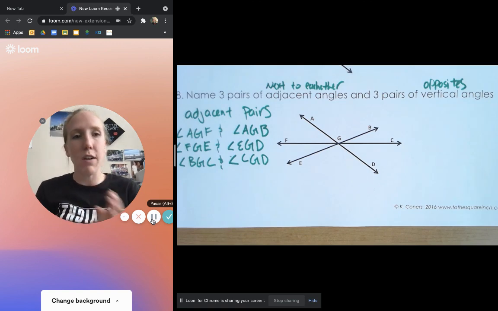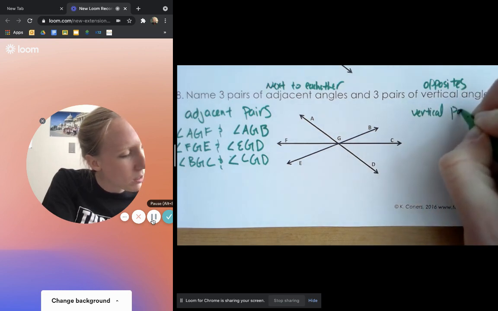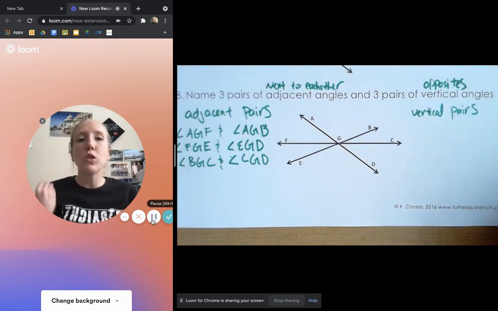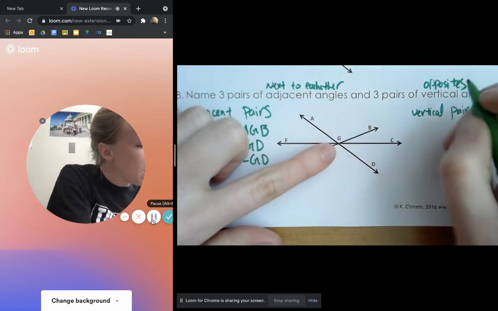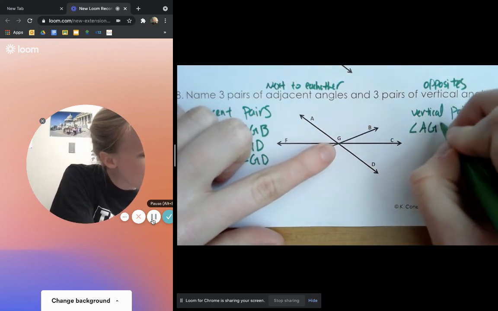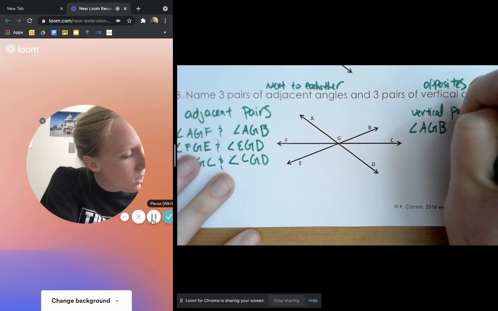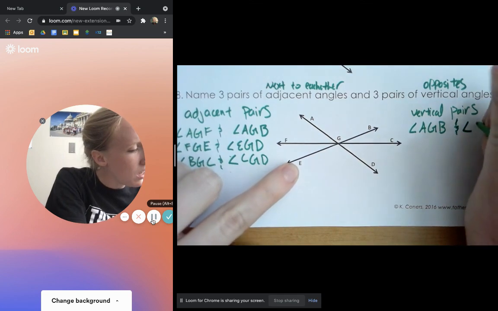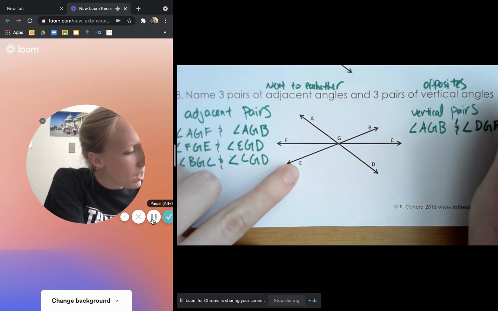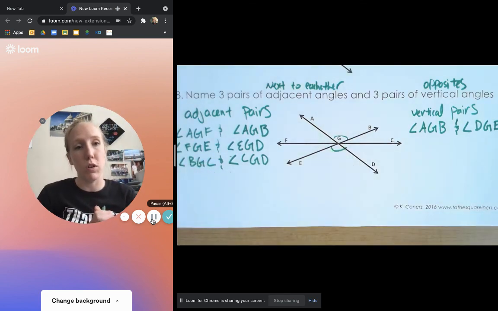The next set of 3 that we are going to find are vertical pairs. Those are angles that are opposite from each other. The first one that really stands out is this angle right here, angle AGB. If I flipped that over, it would fit perfectly on angle EGD or DGE. This angle right here and this one right here. Those are flipped, those are vertical.